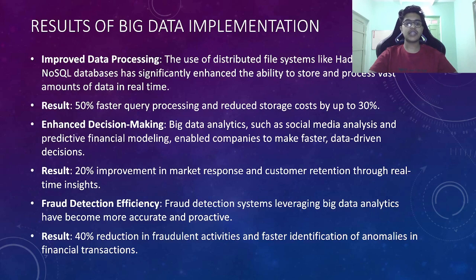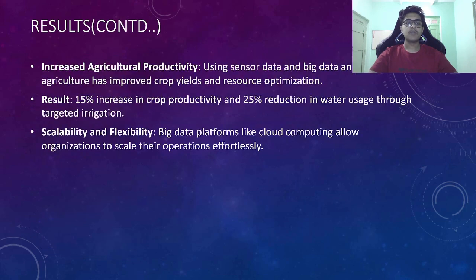Next one is fraud detection efficiency. Fraud detection systems leveraging big data analytics have become more accurate and proactive. The result is a 40% reduction in fraudulent activities and faster identification of anomalies in financial transactions. So moving on, we have the continuation of this result slide itself.